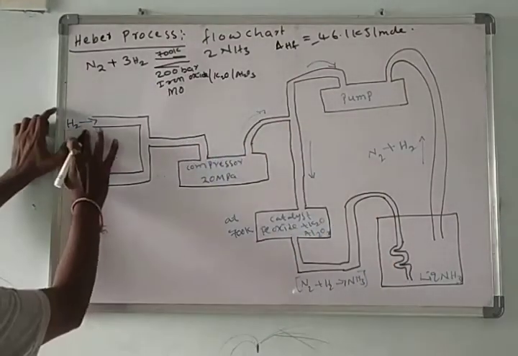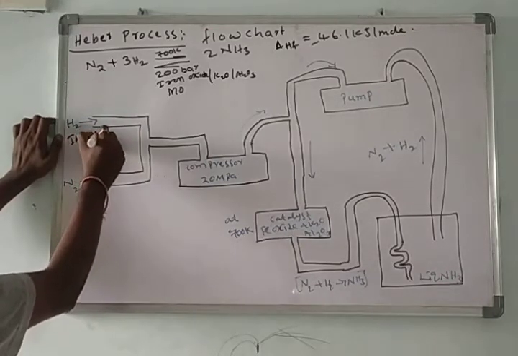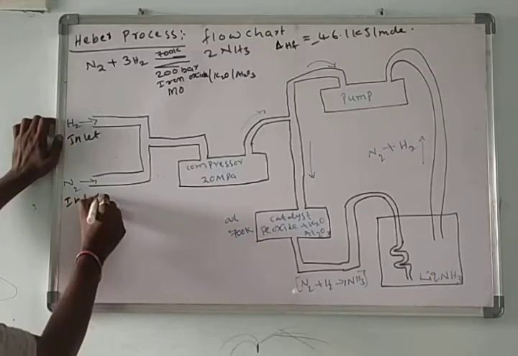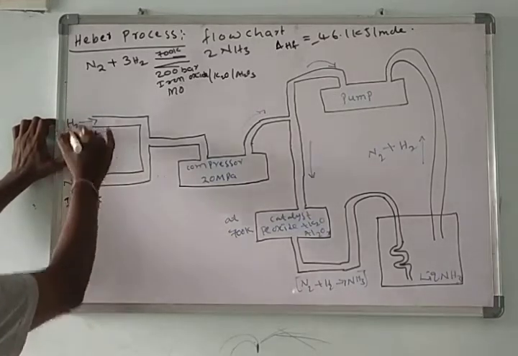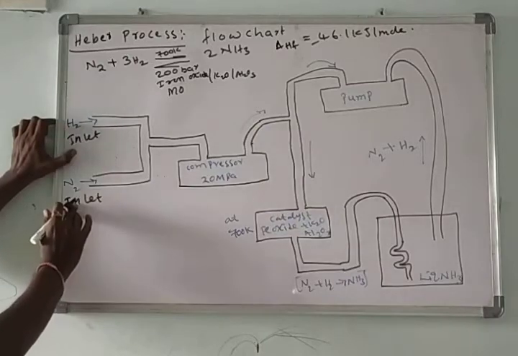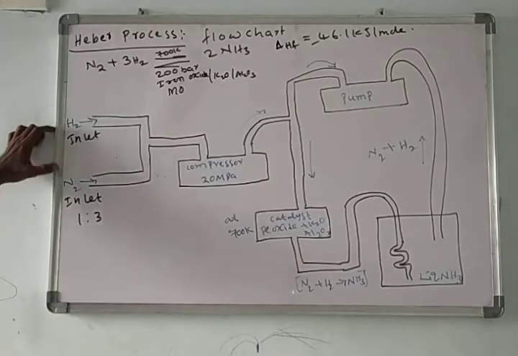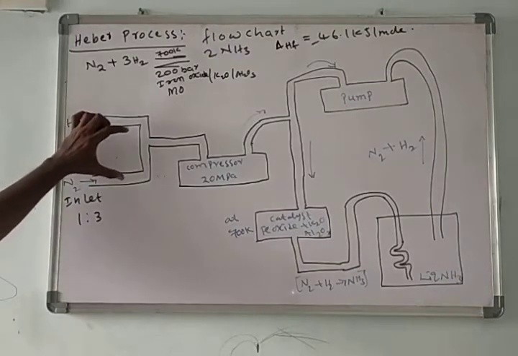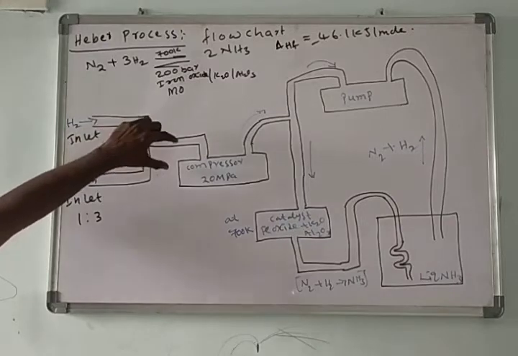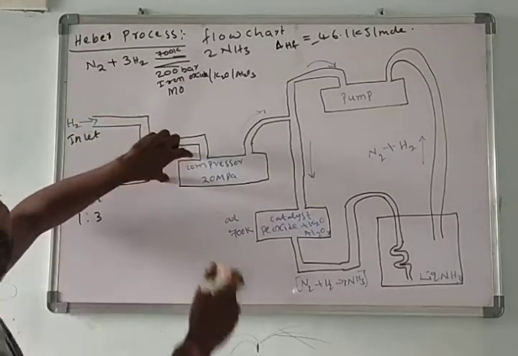Here are two inlets. From these two inlets, we pass the dry hydrogen gas and nitrogen gas in 1:3 ratio: 1 mole of nitrogen and 3 moles of hydrogen passed through the inlets. This will be moved into the compressor. Compressor means here there is no pressure in our inlet.